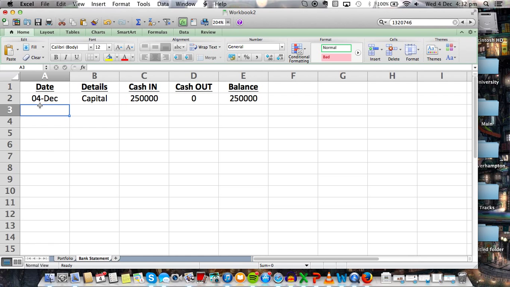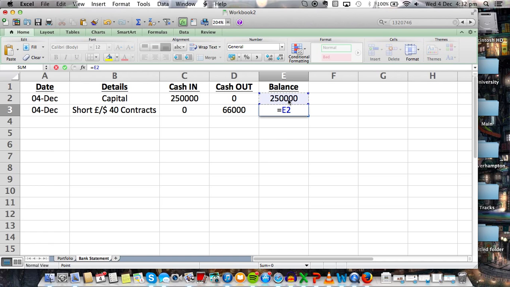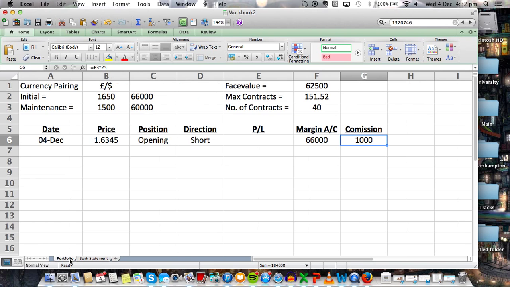Cash out 0. Balance will therefore be the cash in minus the cash out. Okay, at the same time, 4th of December, short, dollar pound, 40 contracts. Okay, so that's what we have. Cash in none, cash out will be 66, and therefore the balance will be the cash we had before, plus whatever cash in, minus whatever cash out. So that's how much it cost us to buy those 40 contracts short. Okay? So, you set up your portfolio in exactly the same way. The only difference is that you've gone short here.